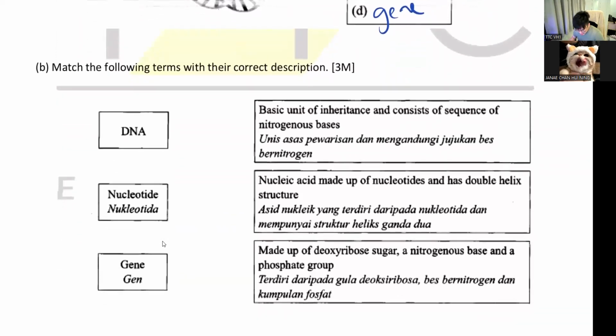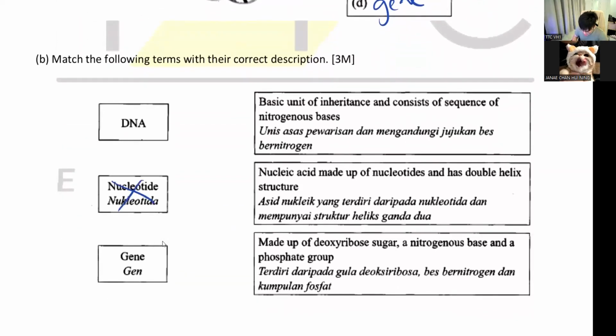So for B, help me cancel nucleotide number 3 also. This is not in your syllabus. We are only studying the simple ones. So what is DNA? NA stands for nucleic acid. DNA is a nucleic acid made up of nucleotides and has a double helix structure. And your gene is your basic unit of inheritance. Like I said, they determine what you are.